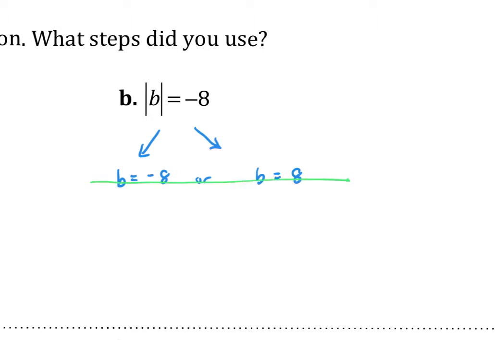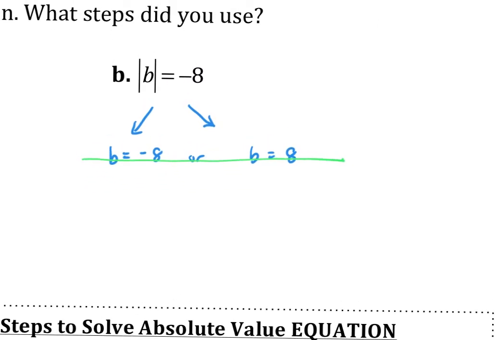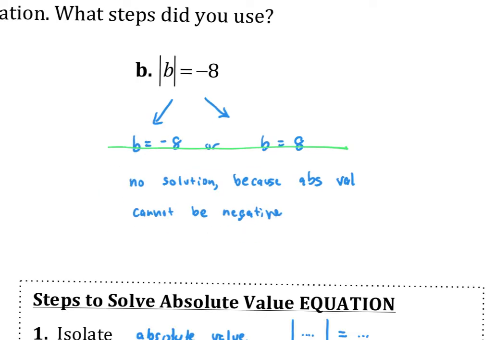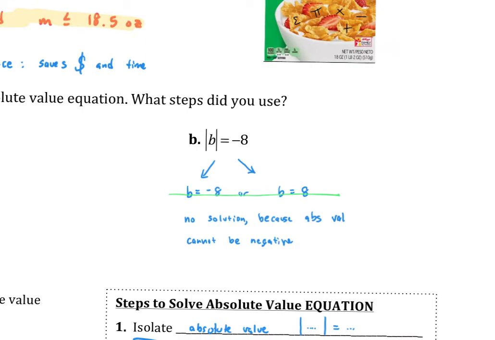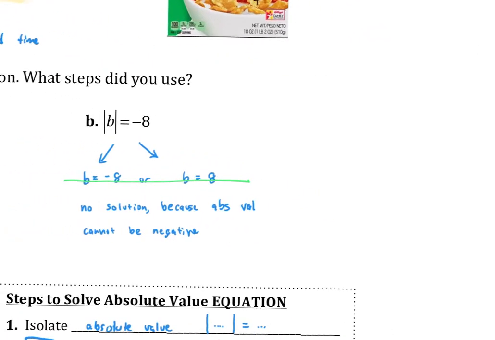This doesn't work. Why? Because when I substitute a negative 8 in, I get a positive here. When I substitute a positive 8, I still get a positive 8. So what is this? Well, the answer here is no solution. Why? No solution. And the reason for that is because absolute value cannot be negative. Not inside, but the result cannot be negative. And let me pause here and explain real quick what absolute value is.